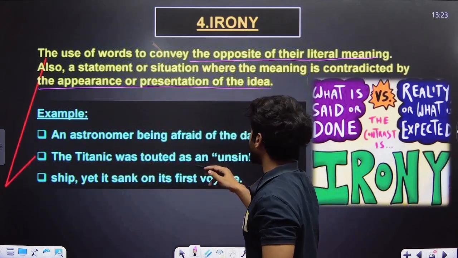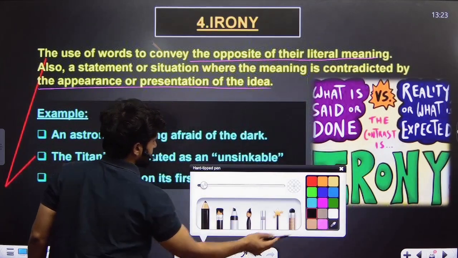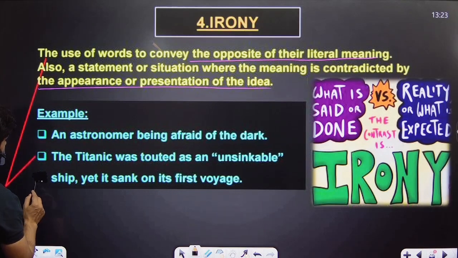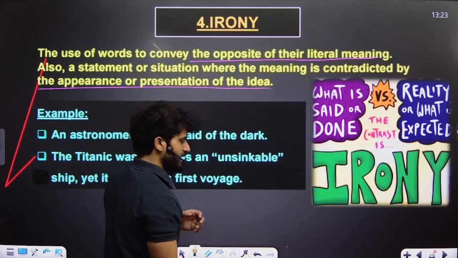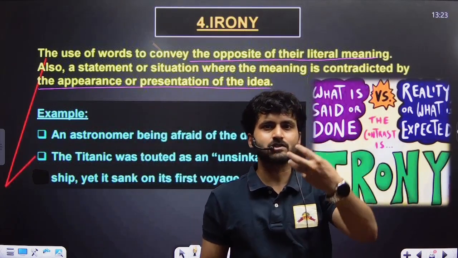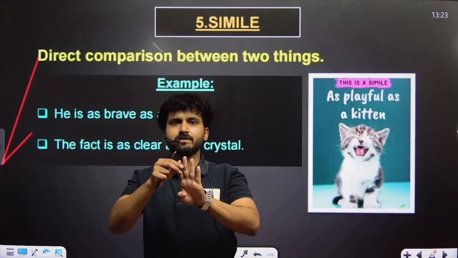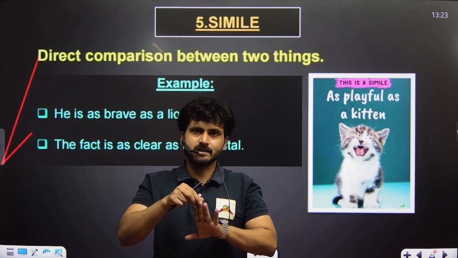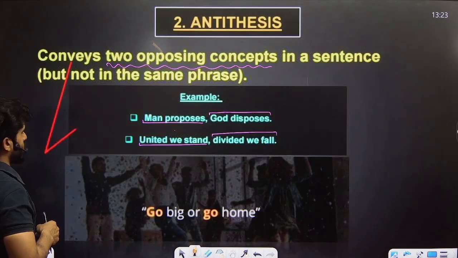The Titanic was charted as an unsinkable ship, yet it sank on its very first voyage. That was considered to be the unsinkable ship, but it sank. So this is the irony, that whatever you said, that it is unsinkable, sank on the very first day. That is irony. Then comes simile. So four things we have discussed for the cases of meaning. The first was oxymoron, then you came across antithesis, then irony, and then you came across, what was it? Paradox.